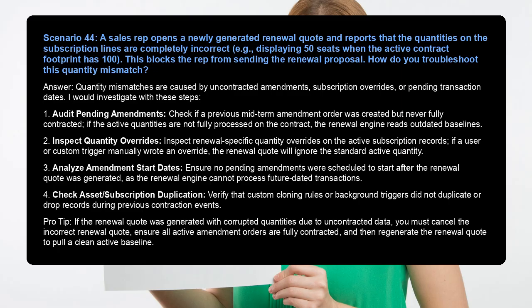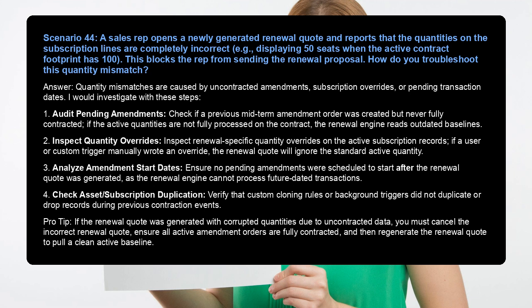1. Audit pending amendments. Check if a previous midterm amendment order was created but never fully contracted. If the active quantities are not fully processed on the contract, the renewal engine reads outdated baselines. 2. Inspect quantity overrides. Inspect renewal-specific quantity overrides on the active subscription records. If a user or custom trigger manually wrote an override, the renewal quote will ignore the standard active quantity.